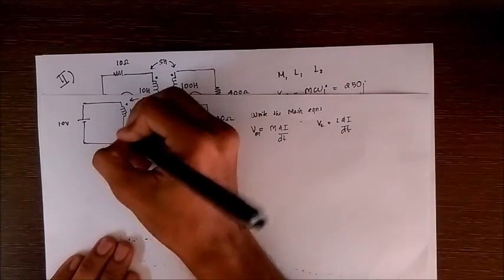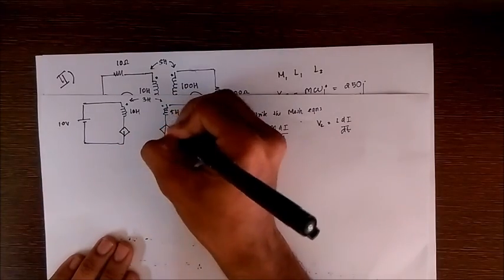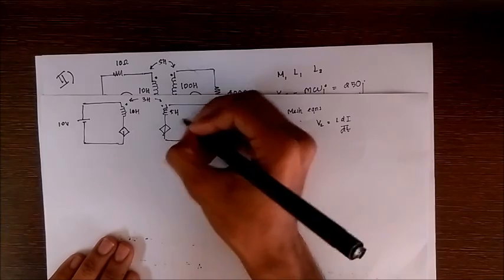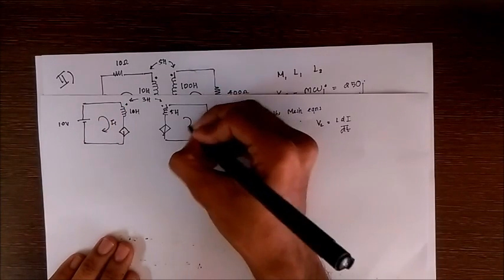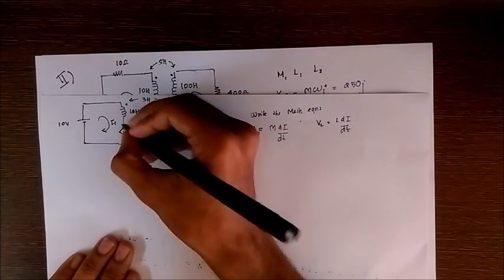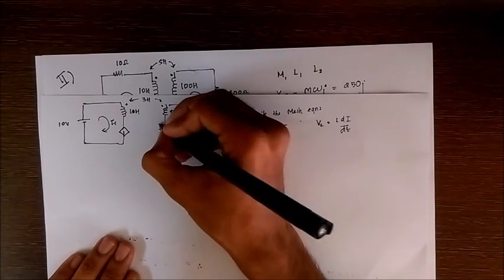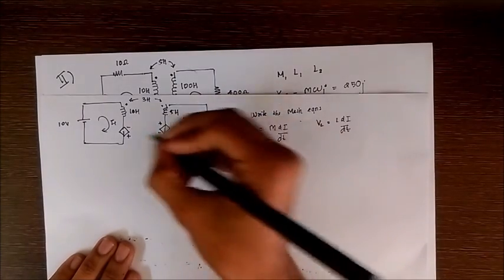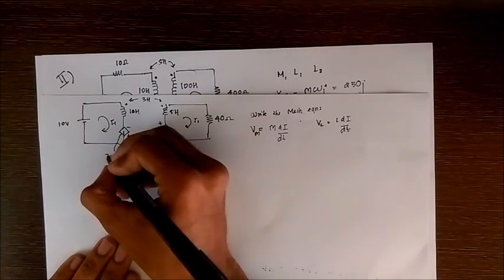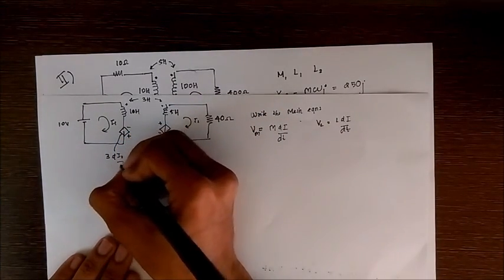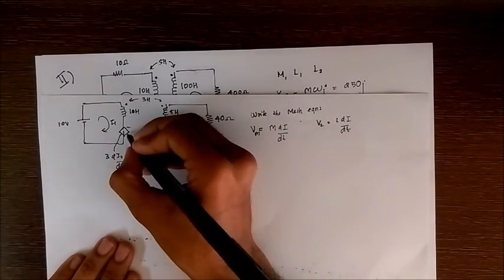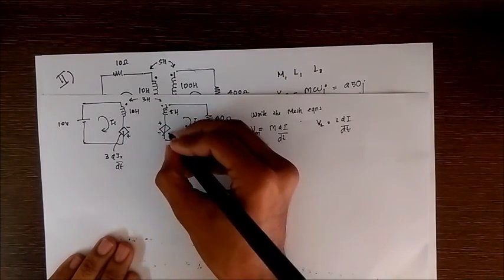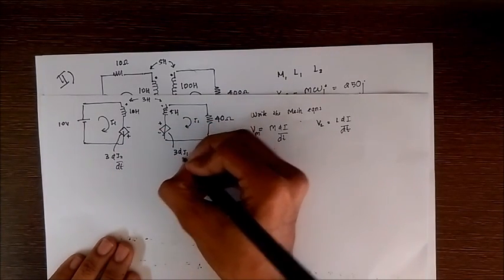So we have to first follow the normal procedure of finding out the sign using the dot convention, that is, the currents are I1 and I2, and the current is entering through the dotted side, like this. So the value here is 3 di2 by dt, that is, I2 caused this voltage, and the value is M, that is 3 into di2 by dt. Here it is 3 di1 by dt.